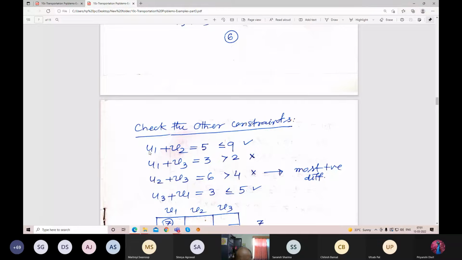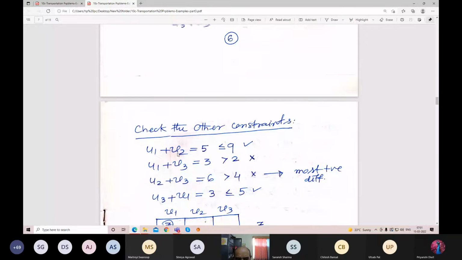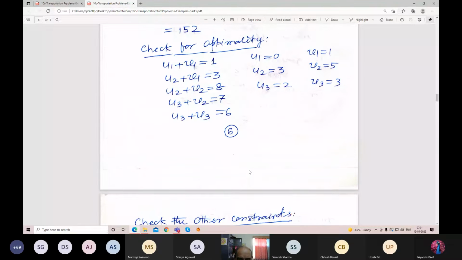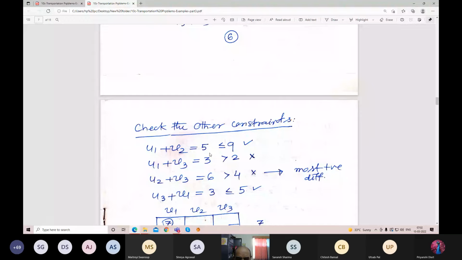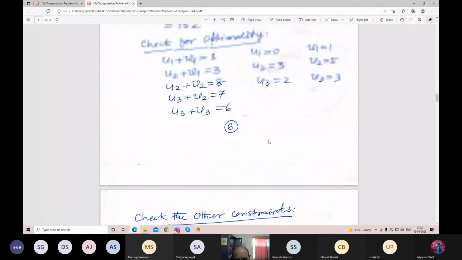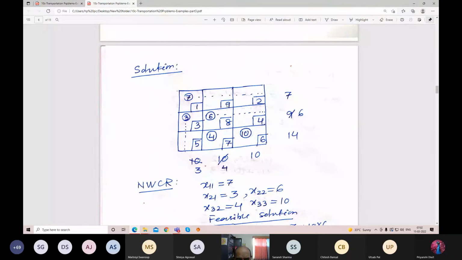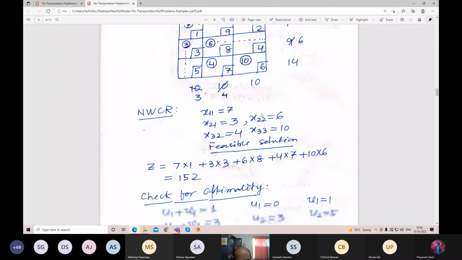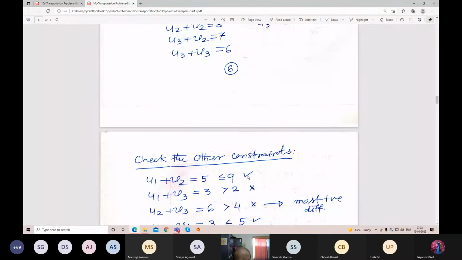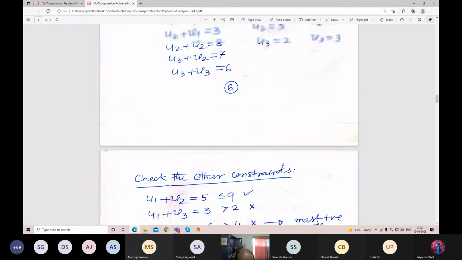Now, what is happening? U1 plus V2 is giving, let us say, 5. It is a non-allocated cell, whose cost is 9. So it has to be less than or equal to 9. Is it fulfilled or not? Less than or equal to 9, it is fulfilled. I have put a tick mark. Now U1 plus V3.